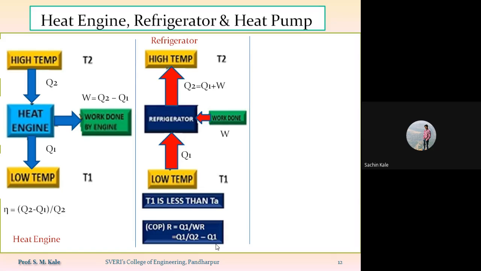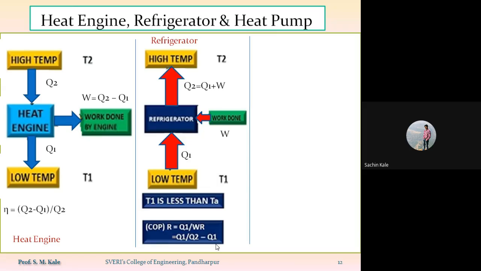Does anyone know what the basic difference between the two is? Yes or no? A refrigerator is a work consuming device and a heat pump is a work producing device. No, a heat engine is a work producing device, not the heat pump. Sir, high temperature to low temperature, probably. No, no, the heat pump is for that purpose only.